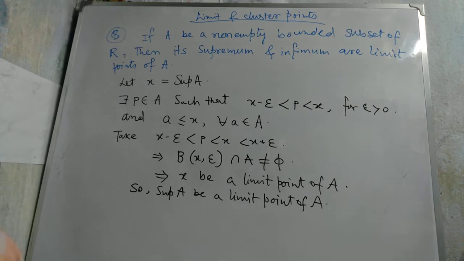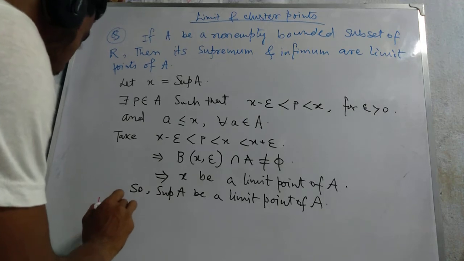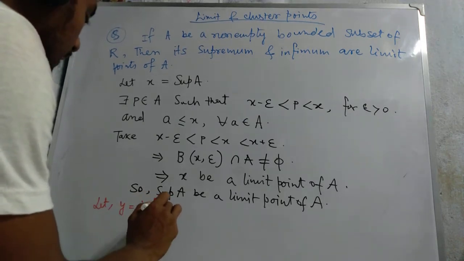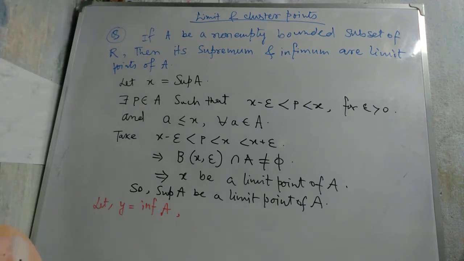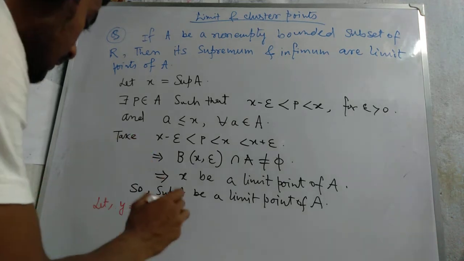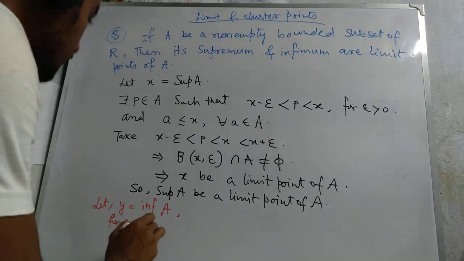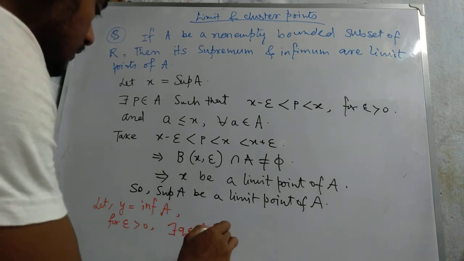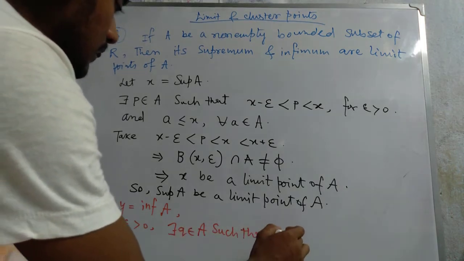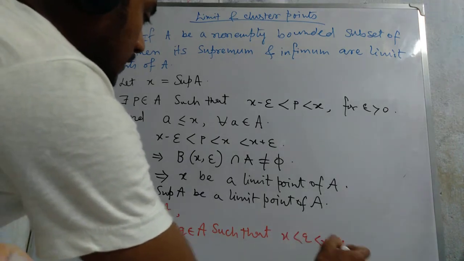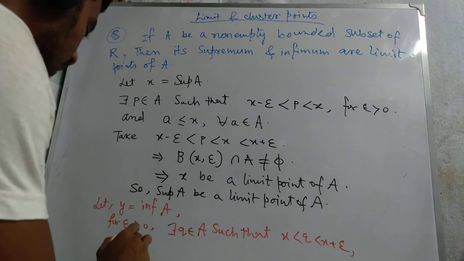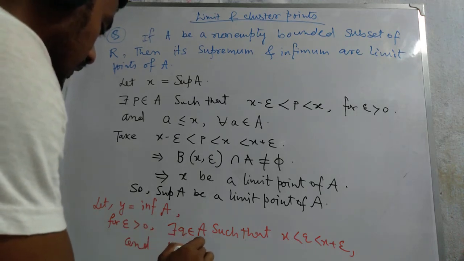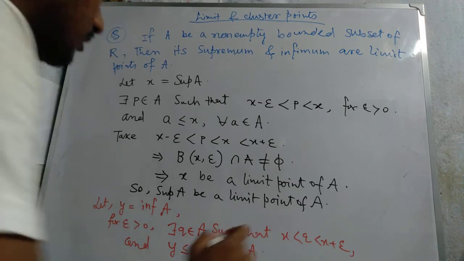Similarly we proceed further. Then we also see that let y equal to infimum of A. Then here also, from the definition of infimum, we get for epsilon greater than 0 there exists Q belongs to A such that y less than Q less than y plus epsilon, and y less than or equal to a for all a belongs to A. Okay.